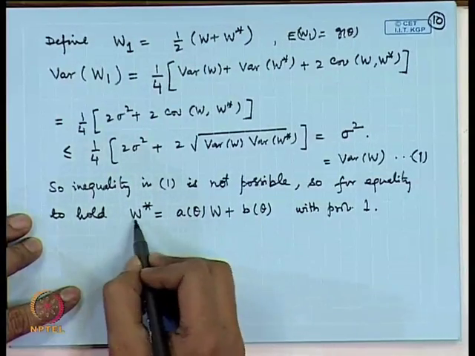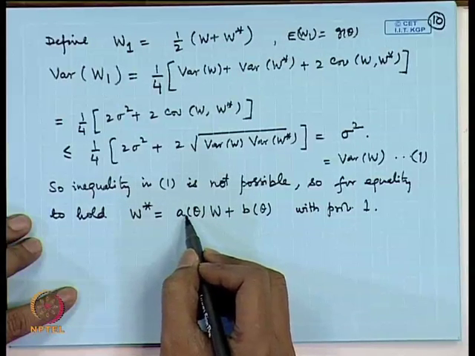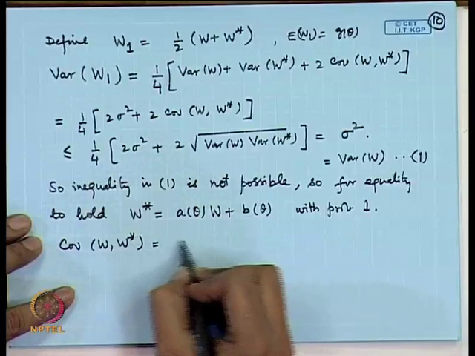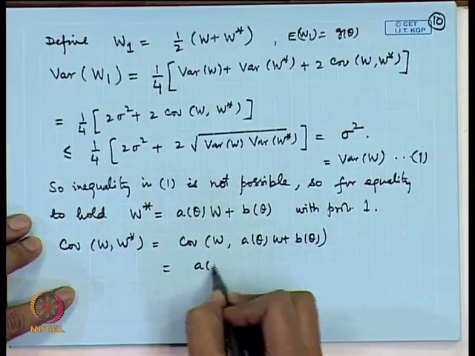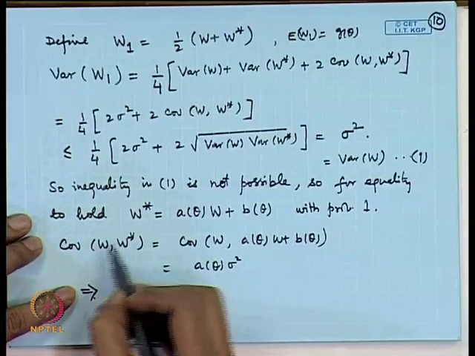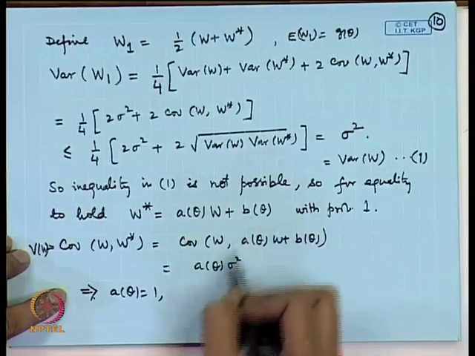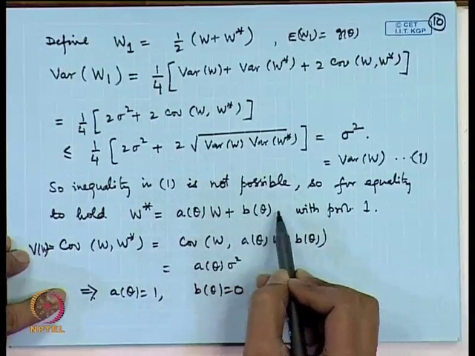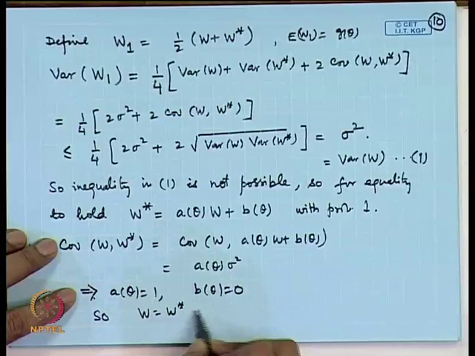Now, once again you have unbiasedness. So, if you are saying unbiasedness, then what should be the condition here? And also if I look at covariance between W and W star, then that is equal to covariance between W and a theta W plus b theta. So, that is equal to a theta into sigma square. Because this covariance between W and W star is equal to variance W, a theta is 1 and b theta will be 0, because unbiasedness is there, because expectation of W star must be g theta. So, that is simply becoming a theta g theta plus b theta. So, b theta must be 0. So, what we are concluding here is that W is equal to W star with probability 1.